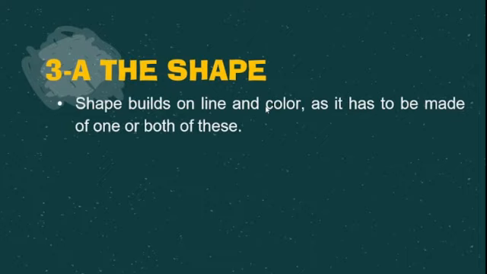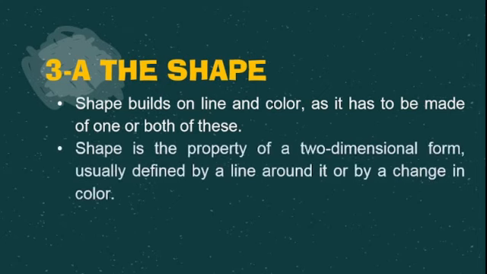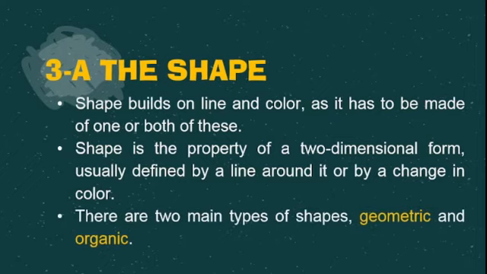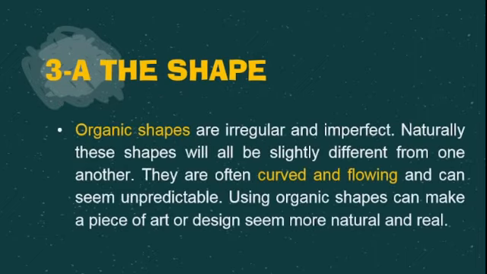Okay, so shape builds on line and color as it has to be made of one or both of these. Shape is a property of a two-dimensional form, usually defined by a line around it or by a change in color. There are two main types of shapes, the geometric, the one we know of, and the organic. Okay, so organic shapes are irregular, imperfect. They are natural and slightly different from one another. They're often curved and flowing and can seem unpredictable.